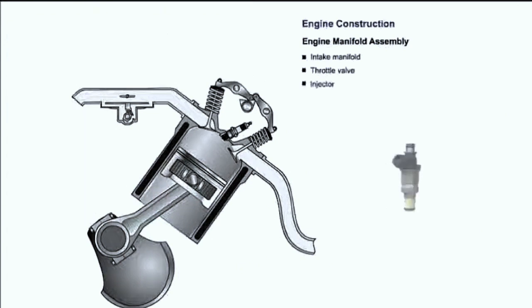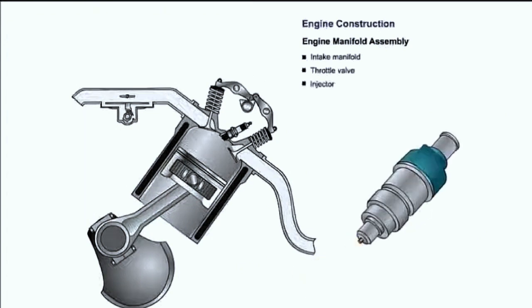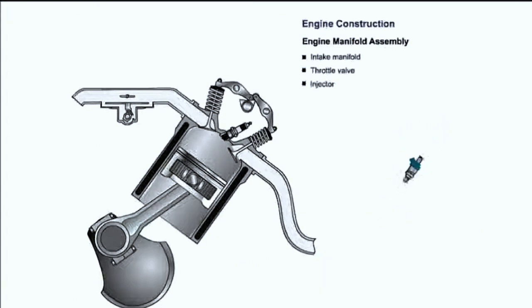The injector delivers the precise amount of fuel to mix with the air in the combustion chamber. The amount of time the injector is held open regulates that amount of fuel. The injector is located in the cylinder head intake port near the intake valve.